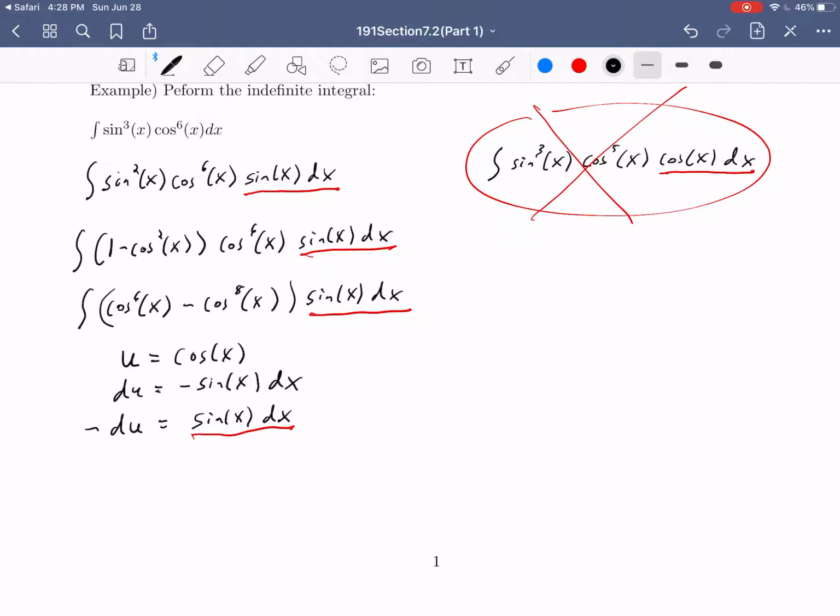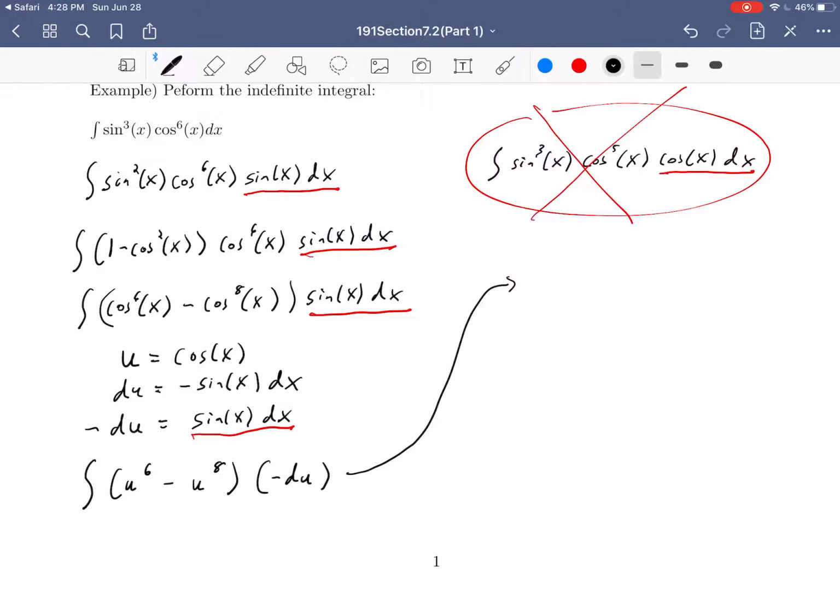So when we do our substitution, we're going to have the integral. That cosine to the 6 is now just going to be a u to the 6, which should be nice and easy using power rule, minus a u to the 8th, also nice and easy, times this negative du.